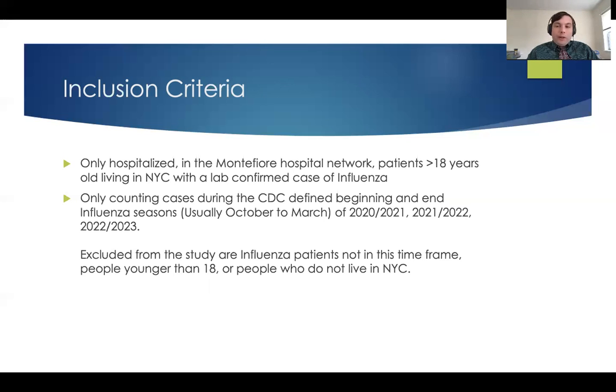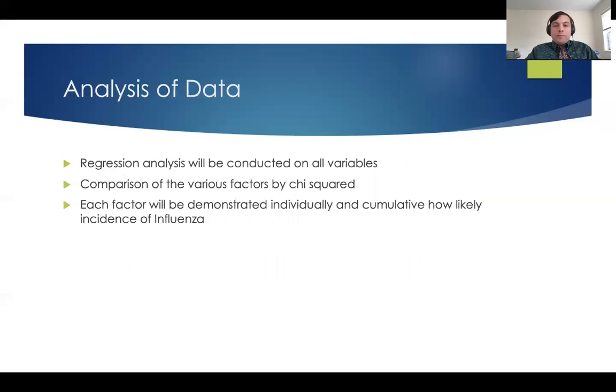Excluded are anyone not in this time frame, anyone not living in New York City, or anyone younger than 18 years of age. So for the analysis of data, we'll be doing regression analysis of all of the variables, and we'll be comparing the various factors by chi-squared. Each factor will be individually demonstrated to show its potential influence in influenza incidence, as well as cumulatively how likely the number of factors themselves are to play in influenza incidence within the city. This is going to be described in both a graph and a table format.